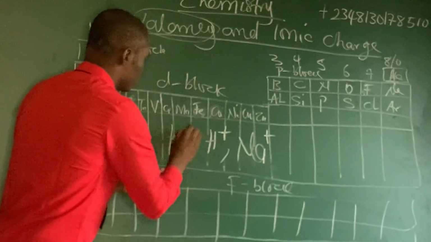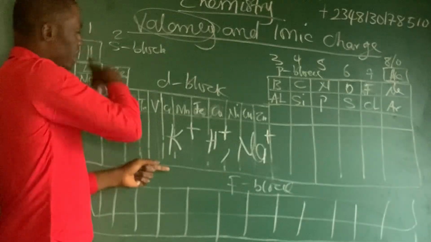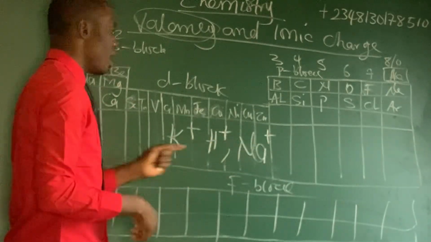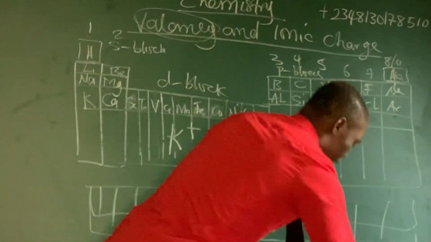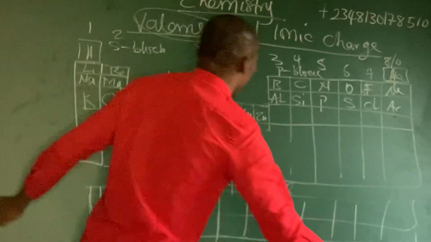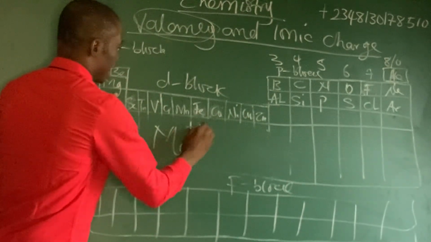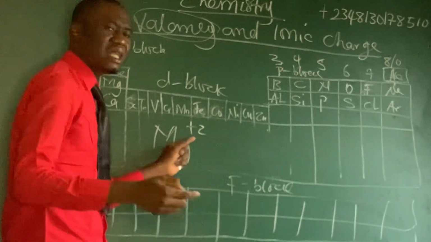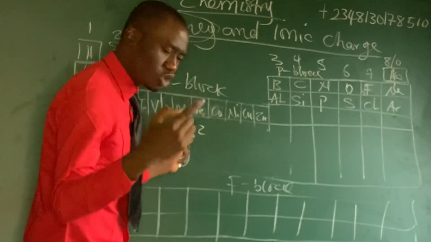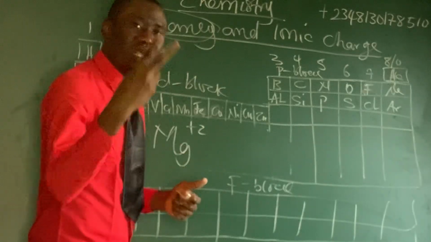So we have potassium, all found in group 1. That's why they all have a +1 charge. All right? So having said that, let's take another one. We have magnesium. Magnesium is written like this. So you can see that the charge there is 2. So the ionic charge is +2. Why? The valency there is 2.